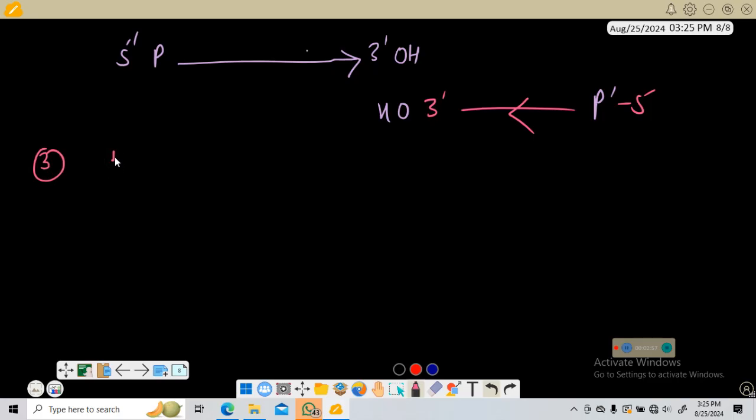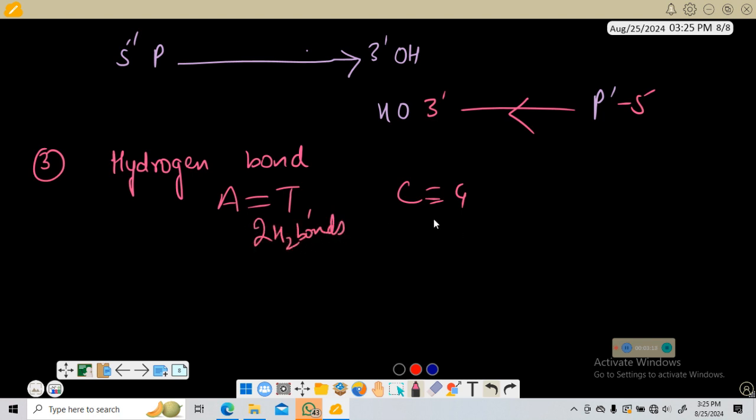And then third is hydrogen bonds. The bases in the two strands are paired through hydrogen bonds. A double bond T and C triple bond G. So here two hydrogen bonds are there, and here three hydrogen bonds are there. So a purine comes opposite to a pyrimidine. Purines are adenine and guanine. You might have seen that a purine is always opposite to a pyrimidine.